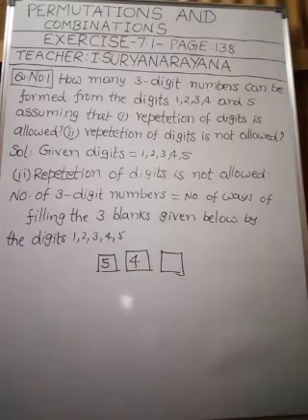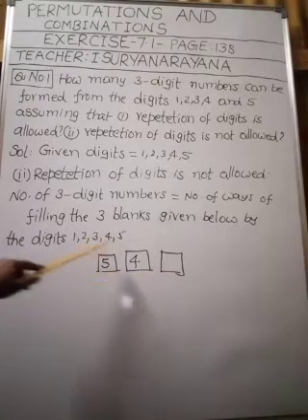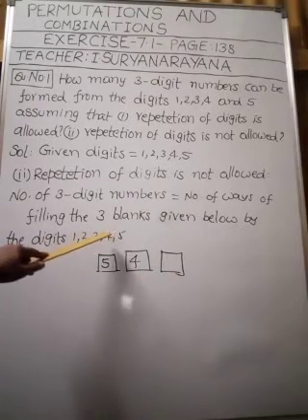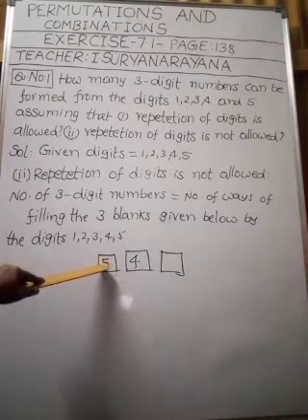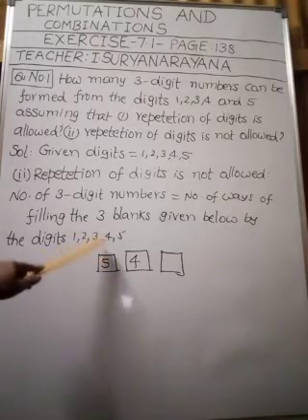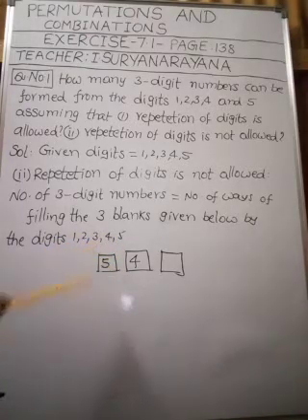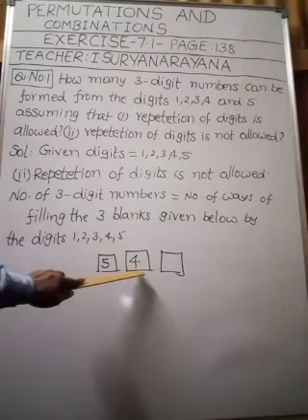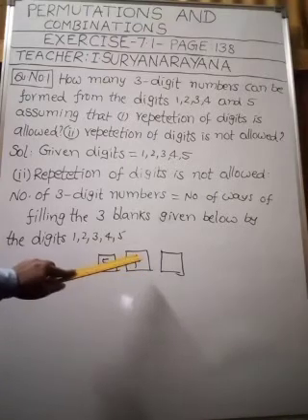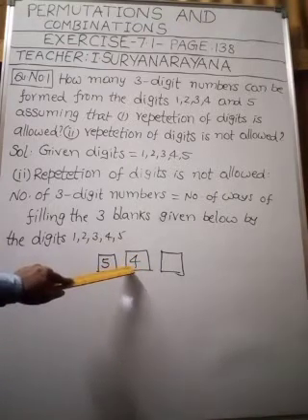Yes or no, my dear children? The tens place can be filled by any one of these 4 digits, because one digit is already filled by either 1 or 2 or 3 or 4 or 5. Then how many digits will be there in our hand? Only 4 digits will be there in our hand to fill the tens place. So this can be filled by any one of the 4 digits.